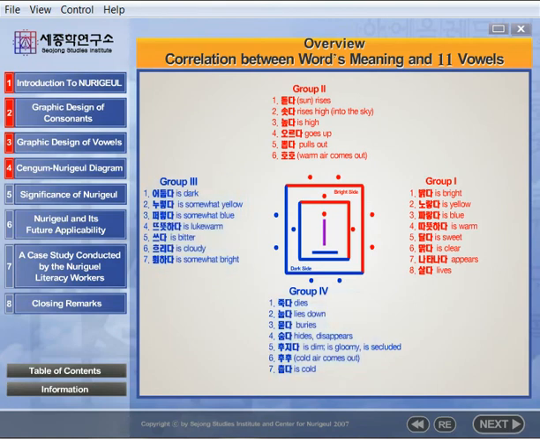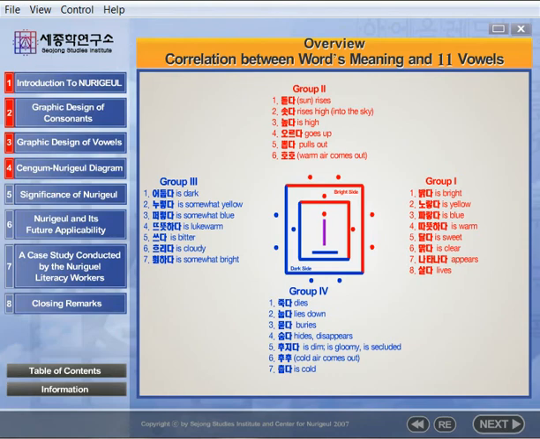Note the contrast in the meaning between number 1 of group 1, 밝다, bright, and number 1 of group 3, 어둡다, dark. Between number 2 of group 1, 노랗다, yellow, and number 2 of group 3, 누렇다, somewhat yellow. Between number 8 of group 1, 살다, lives, and number 1 of group 4, 죽다, dies.